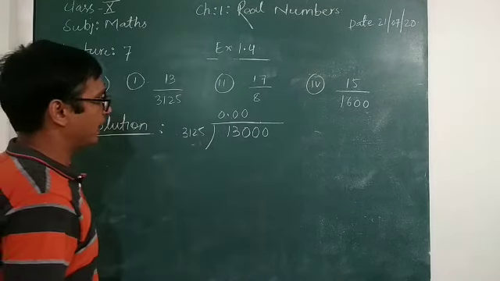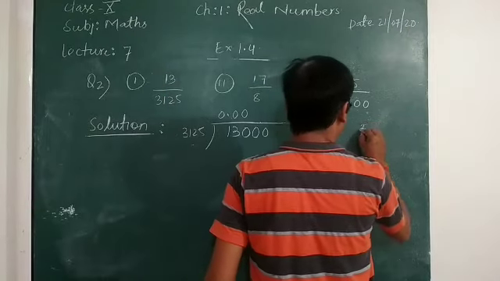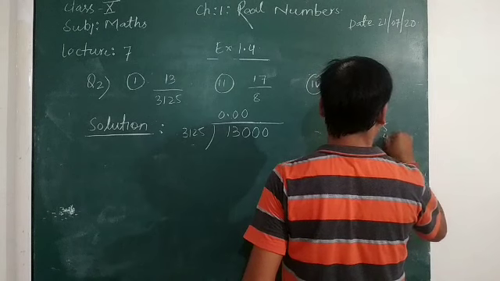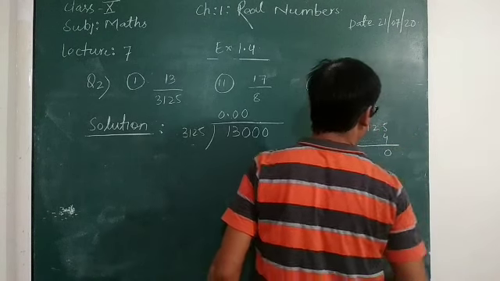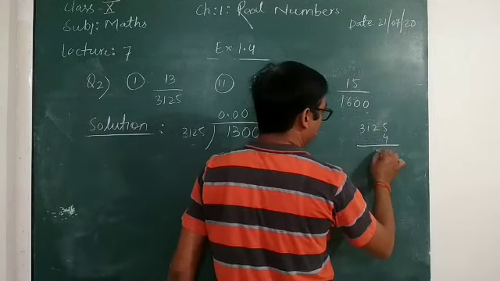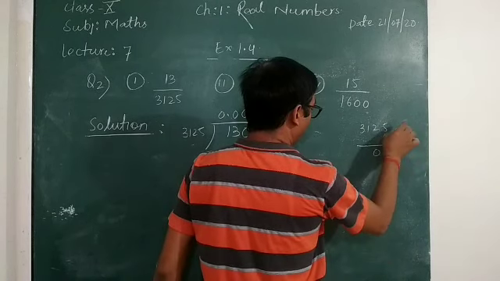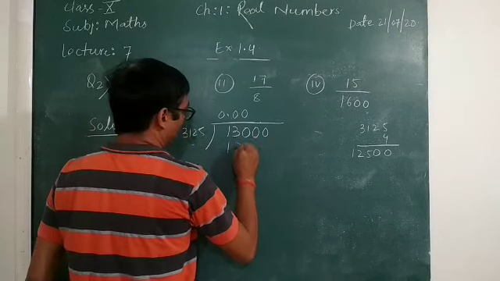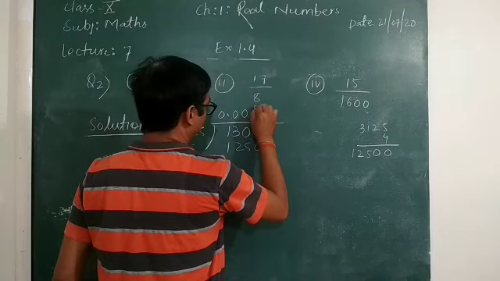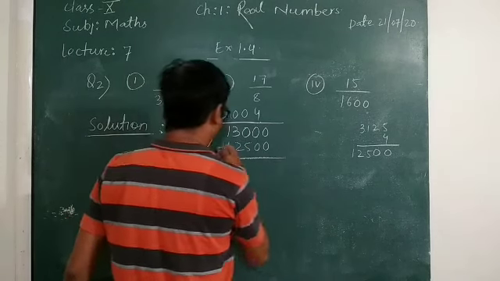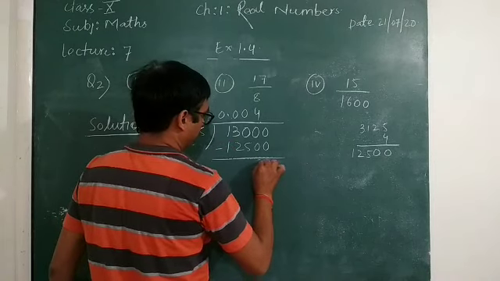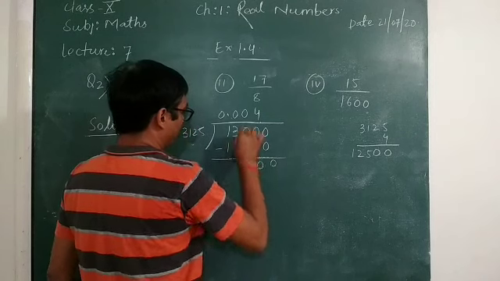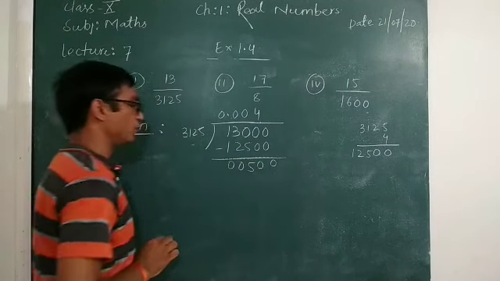Now 3125 to multiply, I think it will be 4 times. So 4 5 20, 4 2 8 plus 2 is 10, 4 plus 1 is 5, 4 3 12, means it is 12,500. Okay, now minus, so it will be 10, 10 minus 5, 5, it is remaining 0.